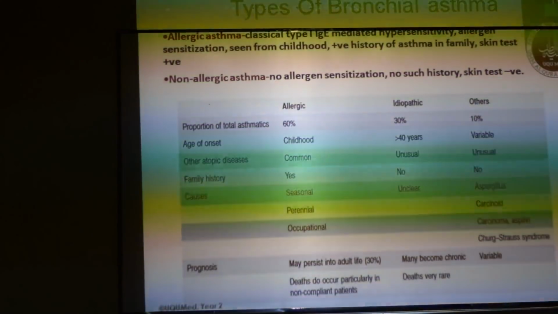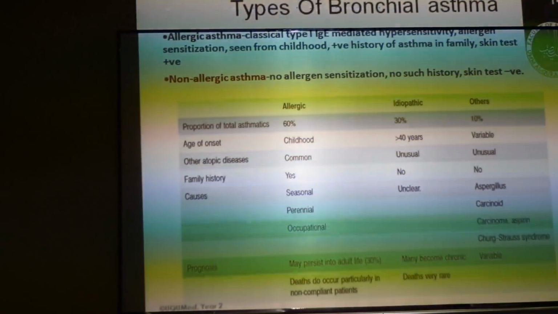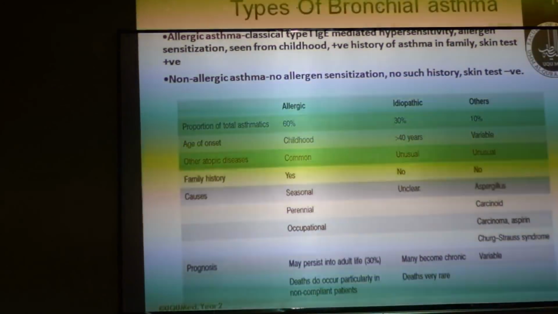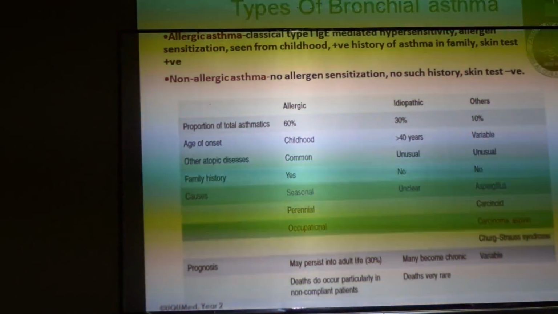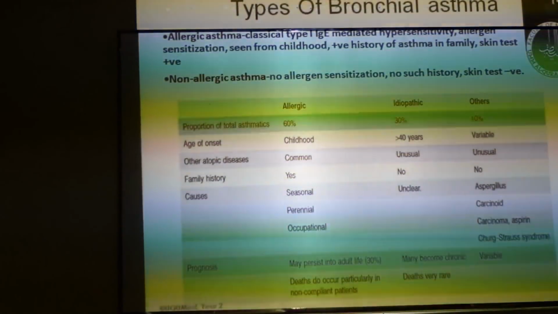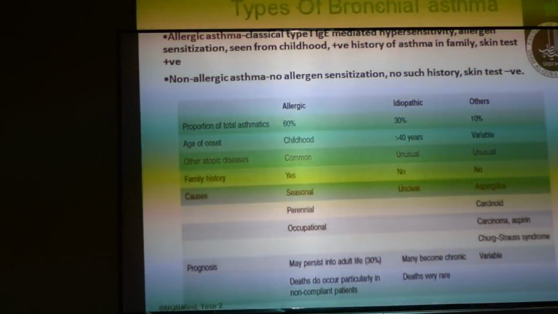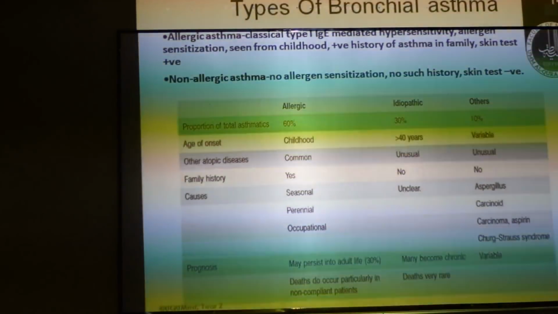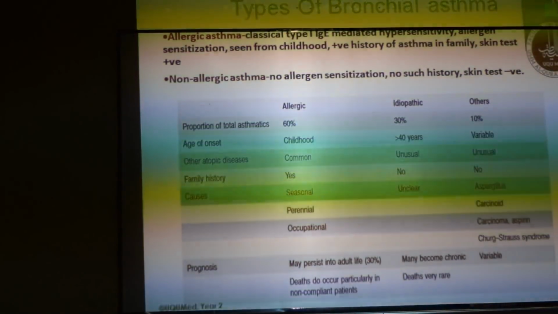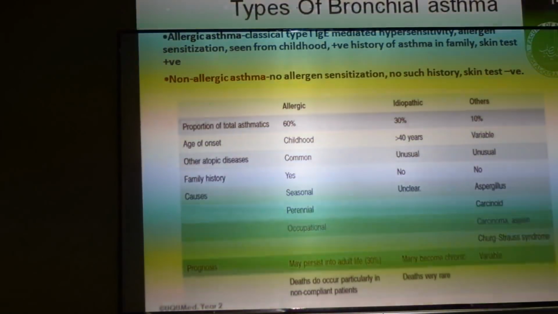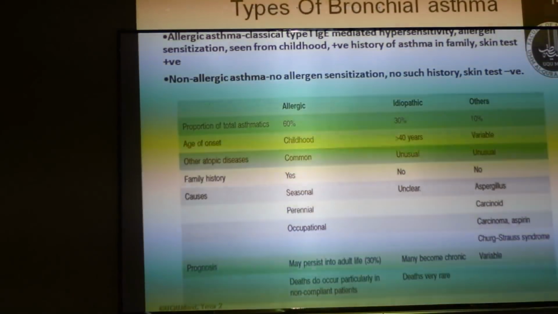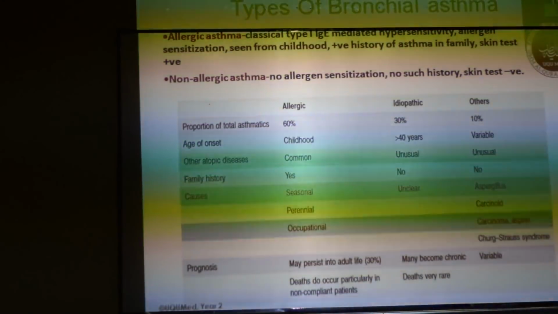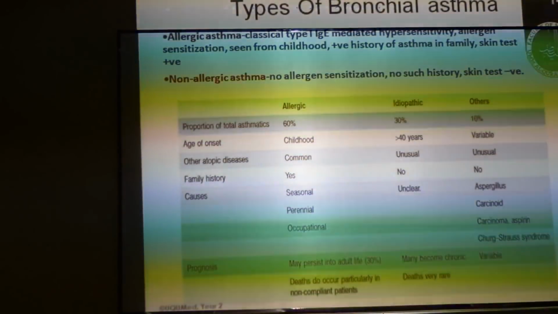And in that non-allergic, there are again two groups. One is idiopathic, where you don't know the cause. And 10% are where you know the cause, but you don't know the mechanism. So in allergic asthma, there is a very fixed pattern: the causes are known, and the immunopathogenesis is quite clear, that it's a Th2, IgE, mast cell mediated type 1 immune response.